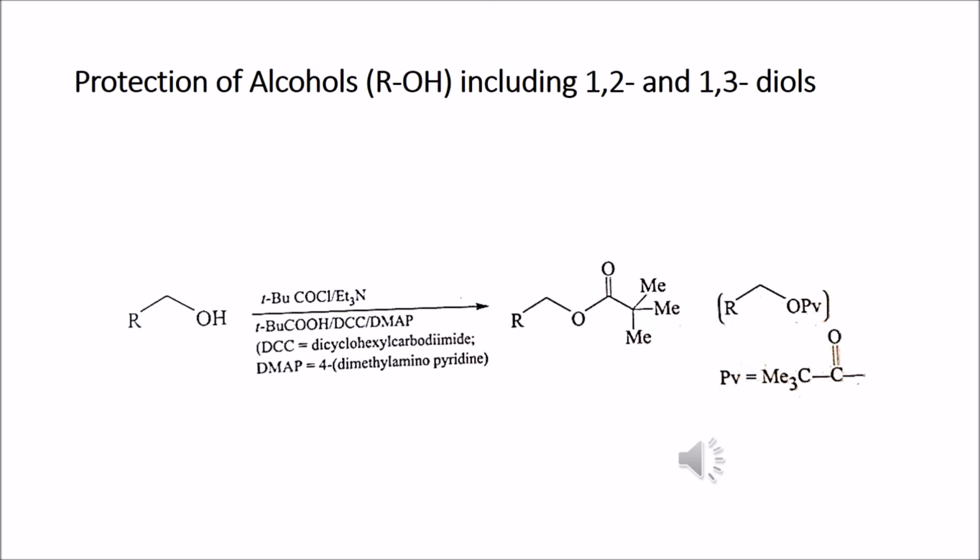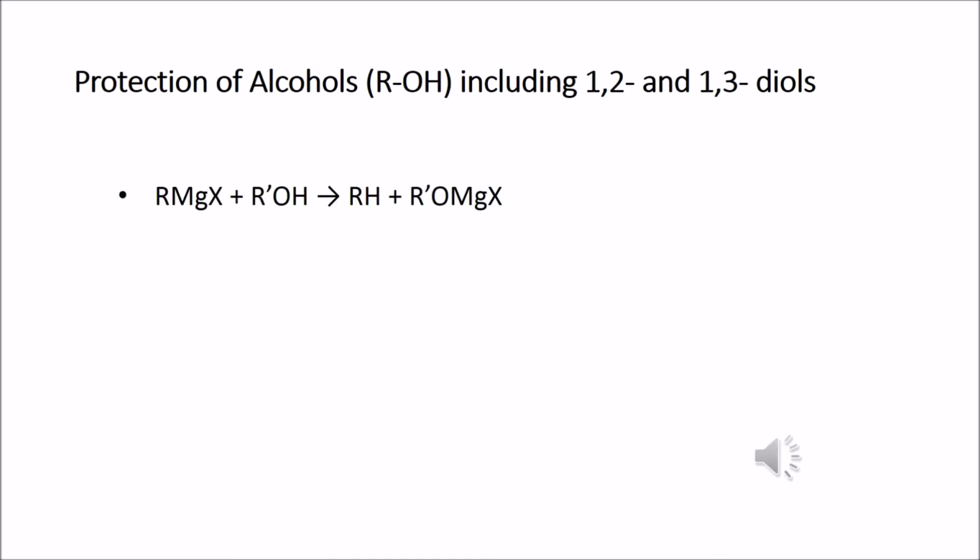Hydroxyl groups possess a readily removable proton which interferes with the action of strongly basic reagents, including Grignard reagents and other organometallics that are destroyed by protonation. Replacement of the hydroxyl proton with a relatively inert group avoids this problem.